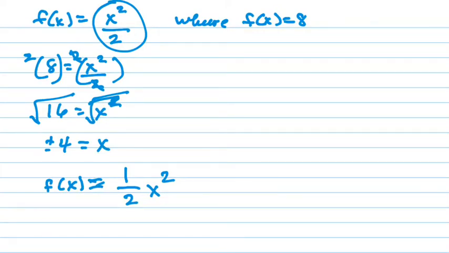So now let's take the derivative. 2 times 1/2 is 1. X to the 2 minus 1 is x. So it's just x, right?